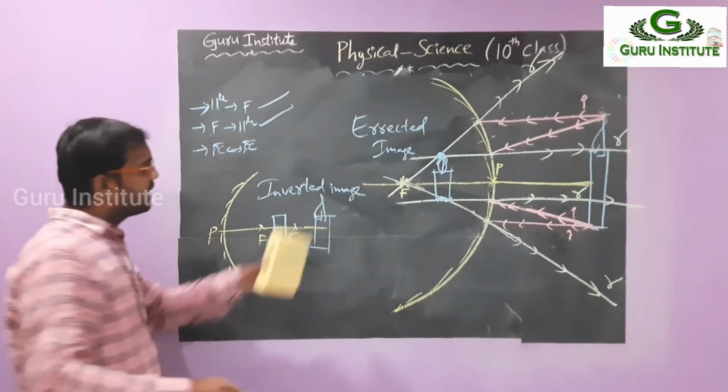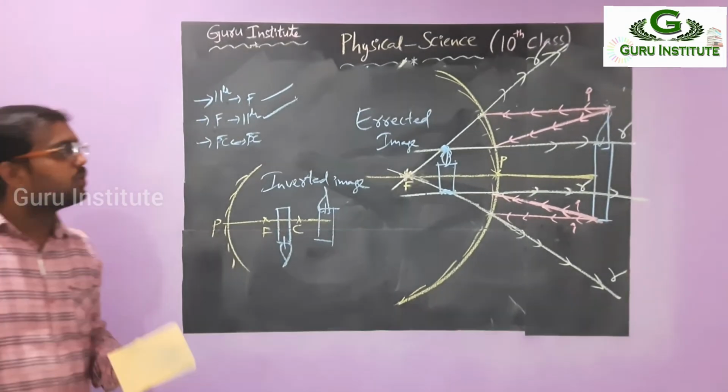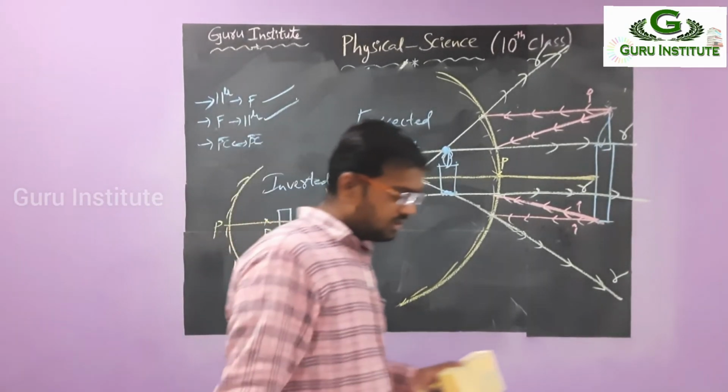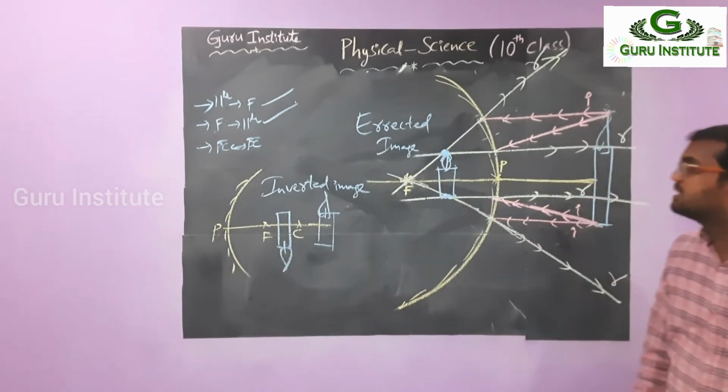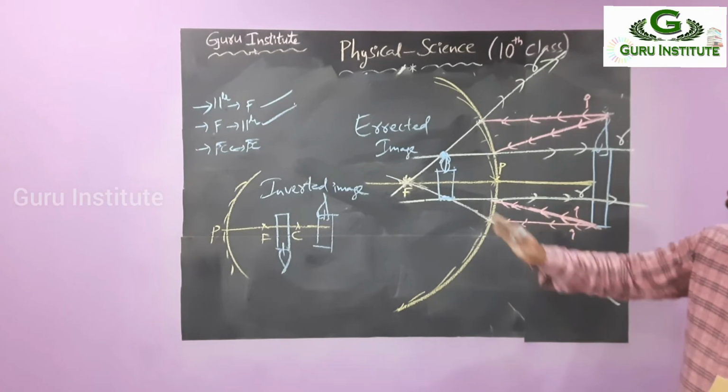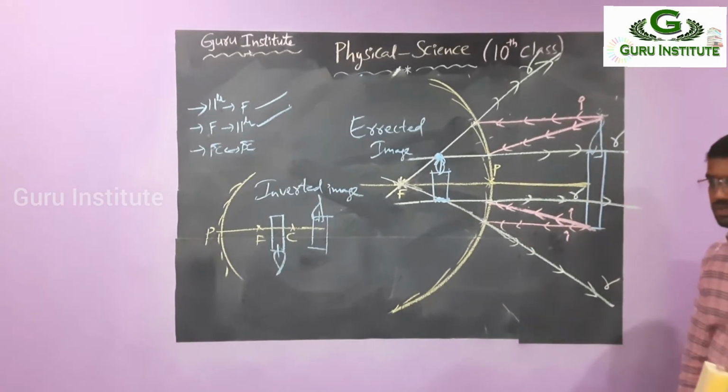Inverted image. So, erected image, inverted image. Again, images are of two types: one is the virtual image, and one is the real image. In these two, we have to see which is the virtual and which is the real.